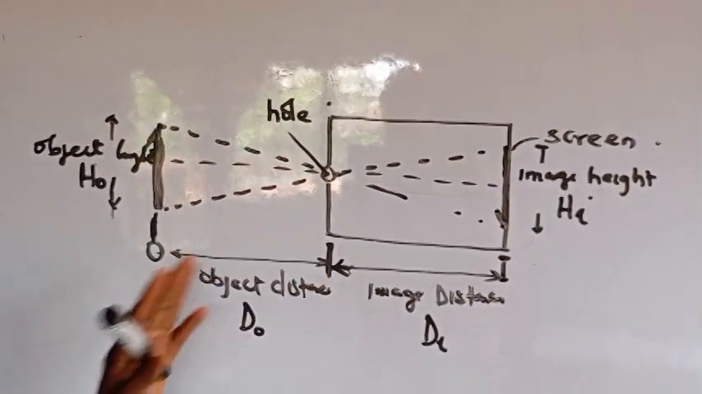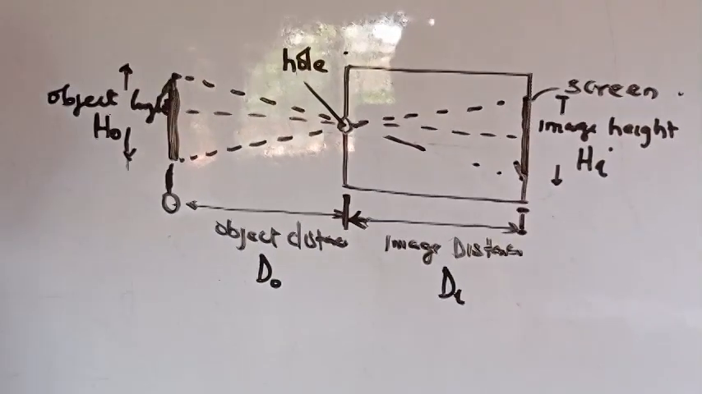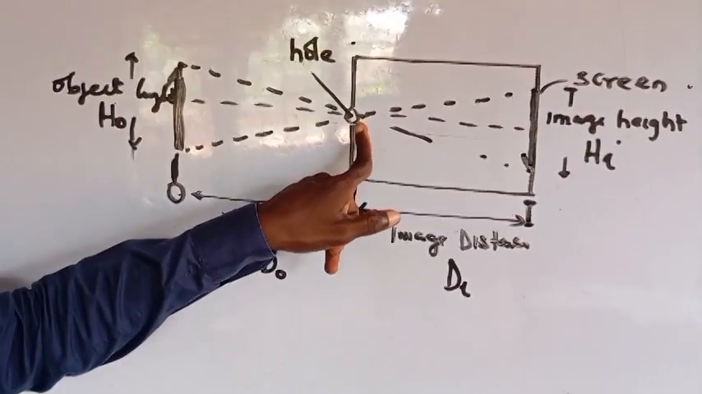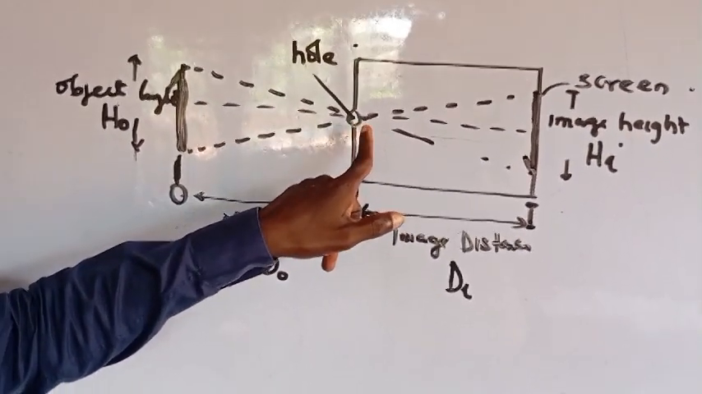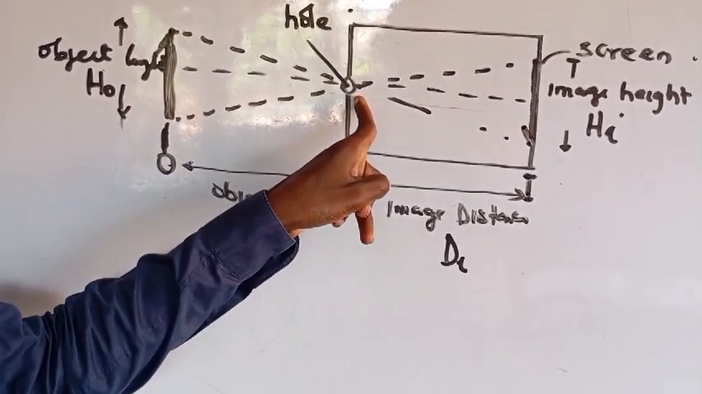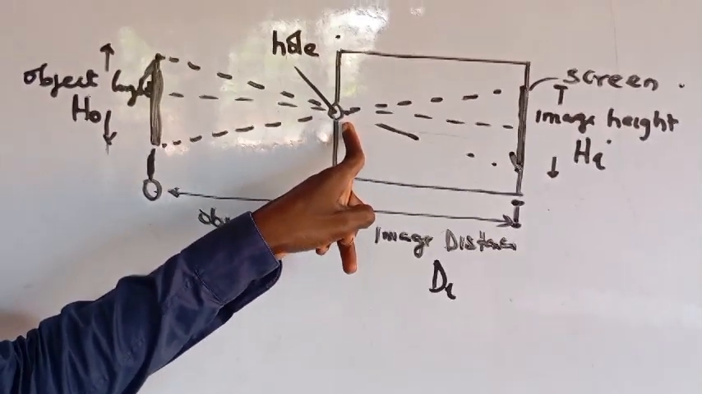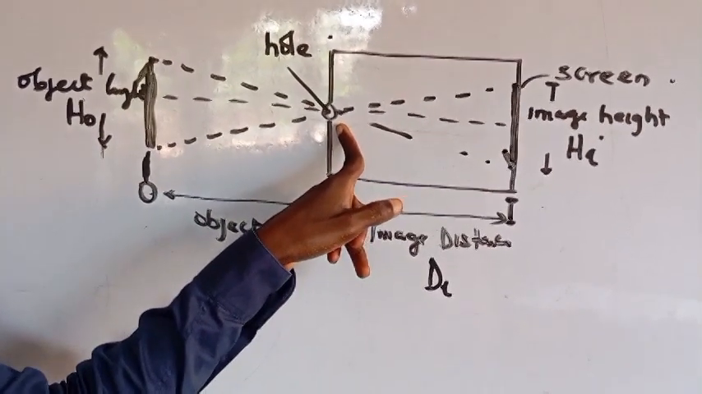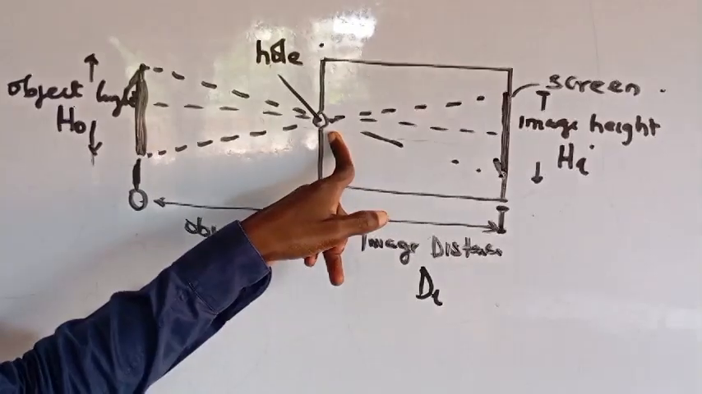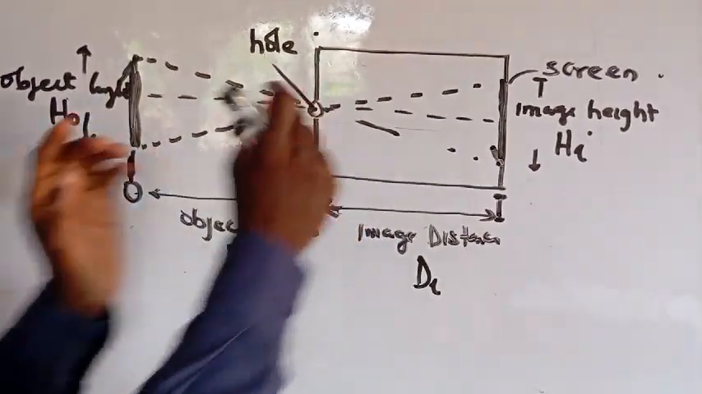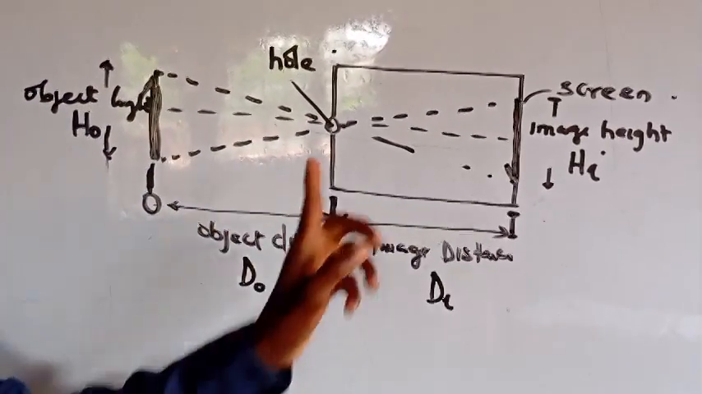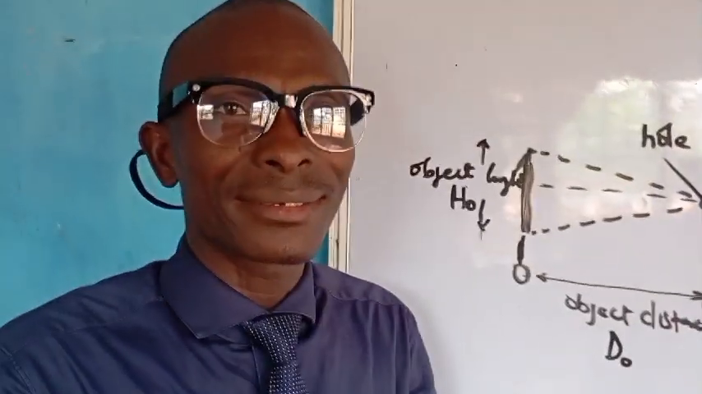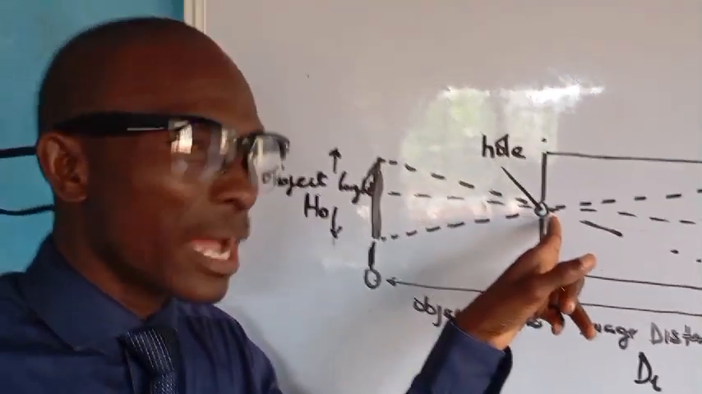But one thing I want you to know about the pinhole camera is that a small pinhole, take note of that, produces a sharp image, but less bright. That is, if the hole is small, is tiny, then the image will be what? Sharp. But at that time, the image will be less bright. I'm talking about the hole now.